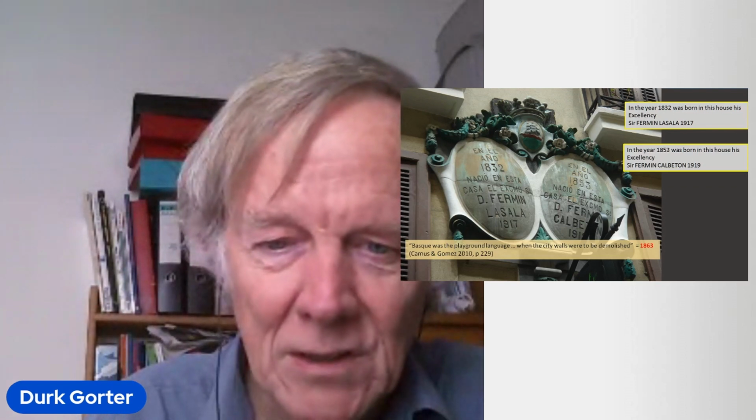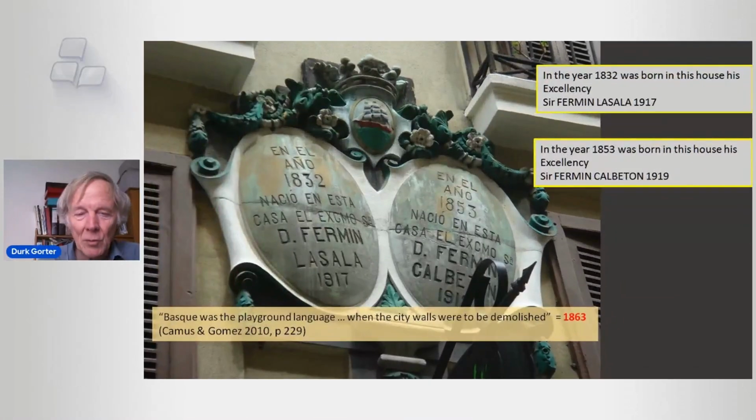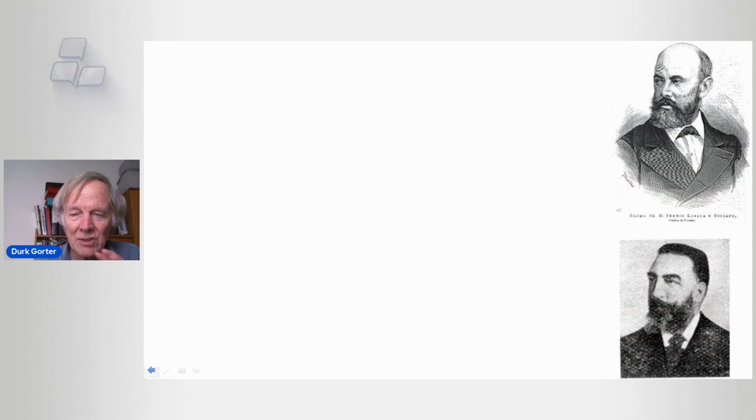Because for them in that time there was Basque around, so probably they spoke Basque. It was in 1863, so Basque was still a playground language, although these guys were from an important family. And the interesting thing is, if we look at these 2 persons, they were both quite important in Spanish history. They were members of parliament, they were ministers, one was a professor in Cuba, the other was an ambassador in Paris and in London.